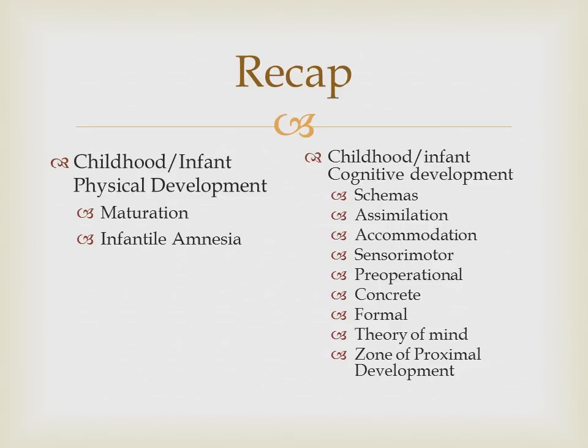Okay, so recapping what we explored in this lecture. You explored infant and childhood physical development with maturation and infantile amnesia. We also looked at the cognitive development of a child. You should understand schemas, assimilation, accommodation. You should understand the 4 stages of Piaget's framework: sensorimotor, preoperational, concrete, formal. You should understand Vygotsky's 2 ideas of theory of mind and zone of proximal development.